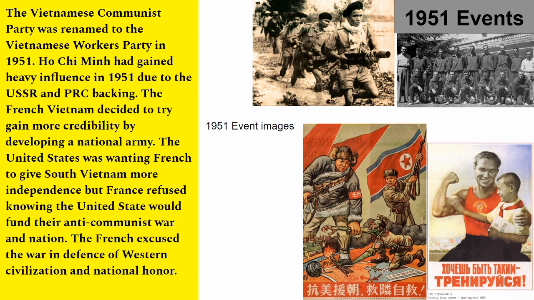So by 1951, Ho Chi Minh had sort of become a massive figurehead in the world. He was backed by the USSR and the PRC. The French in Vietnam decided to try to gain more credibility by creating a national army for South Vietnam, which also helped them actually get Vietnamese soldiers in. Those easily manipulated and richer people were able to sign up for the army now and become war commanders, those sort of things.